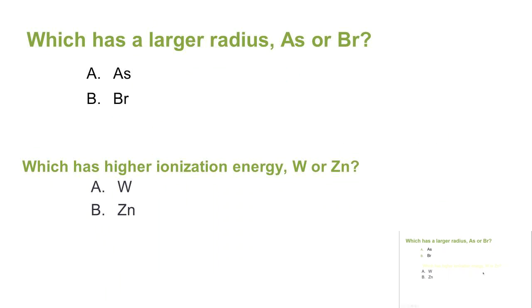Okay, so I kind of got some yellow here. So which has a larger radius, arsenic or bromine? You'll use the periodic table and these periodic trends for radius to answer that. This didn't appear very well, it's in yellow. Which has a higher ionization energy, tungsten or zinc? Again, use the periodic table, use the periodic trends for ionization energy to make this determination.